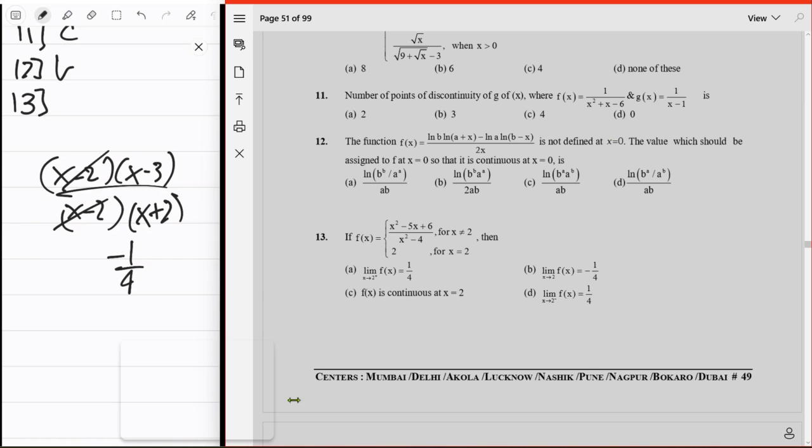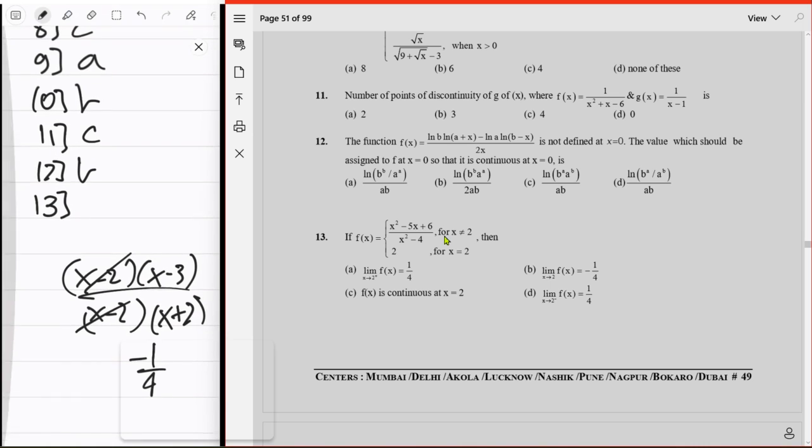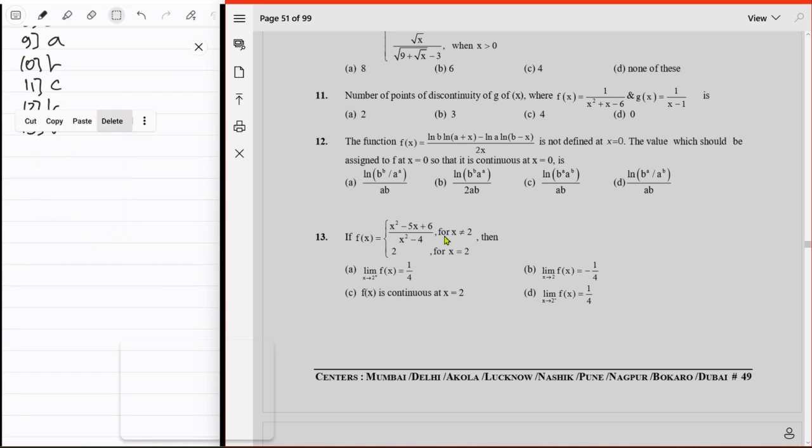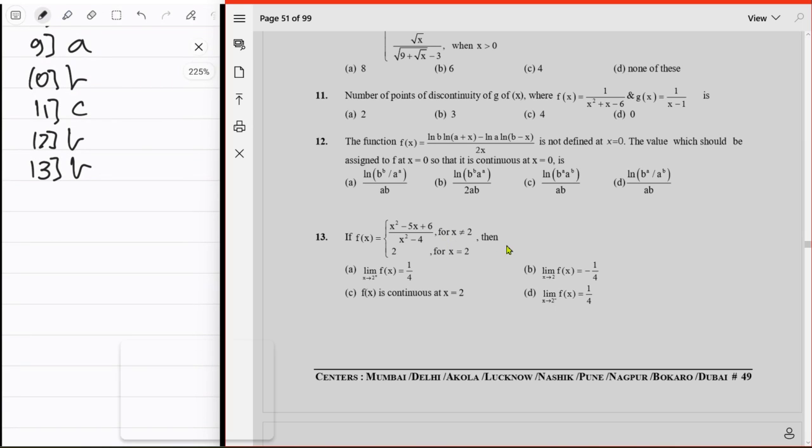Wait, negative 1, oh, come on. This is not correct. A is not correct, and D is not correct, because it should be negative 1 upon 4. B is correct, and it's not continuous at x equal to 2. So B is the answer, because the limits are equal. I mean, the limit exists, but the function is defined at some different value at that point.